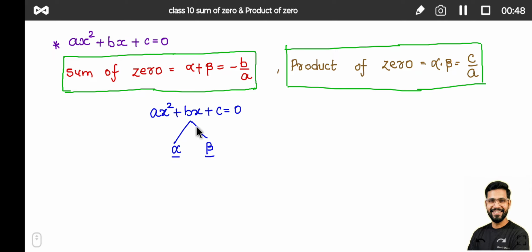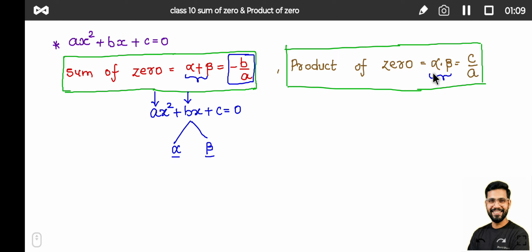If we add these zeros, we call it the sum of zeros, which can be written as alpha plus beta. The formula is given by minus b upon a, where b is the coefficient of x and a is the coefficient of x square. And on the other side, the product of zeros: if we multiply the two zeros, alpha into beta, we get the product of zeros, which is given as c upon a, where c is the constant term and a is the coefficient of x square.